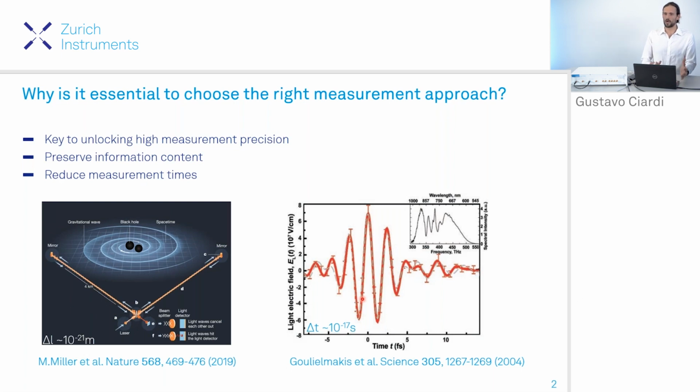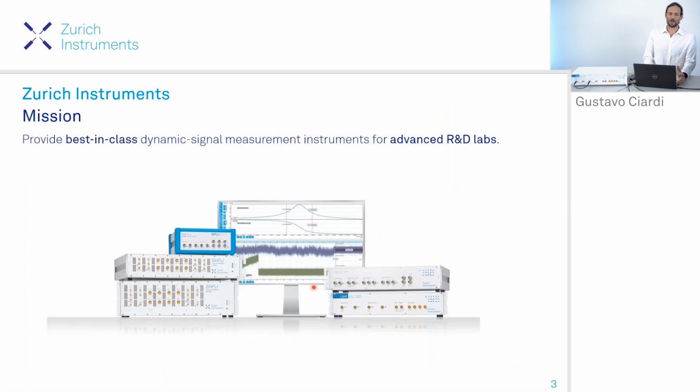Or, for example, also when we are trying to detect effects at the boundaries of timescales, as, for example, in this right-hand side figure, where one of the first attosecond pulses was measured with resolutions down to 10 to the minus 17 seconds. Notably, this picture on the right comes from the lab of Ferenc Krausz, one of the physicists that was awarded the Nobel Prize recently. So, in the end, the challenge is always the same. Once the signal is measured, it's key to preserve the information content to make sure that the signal has the quality that we need. And this is where we, Zurich Instruments, come into the game.